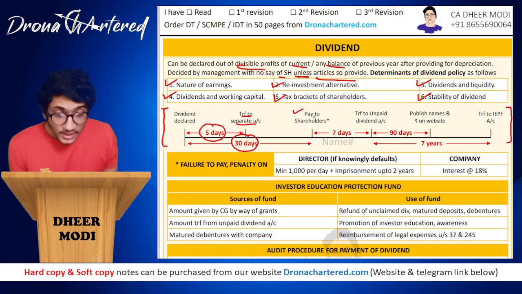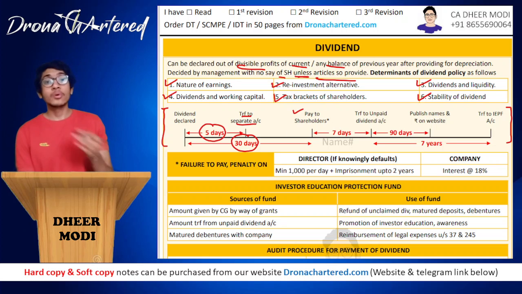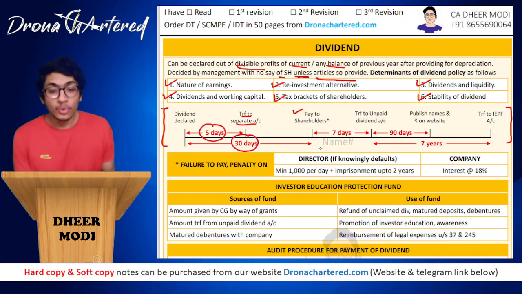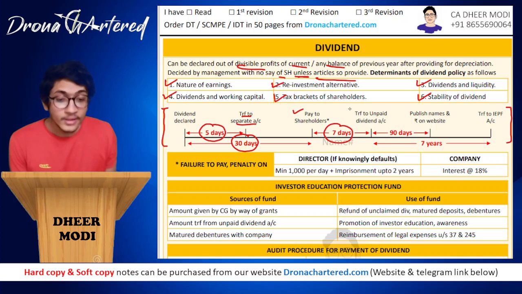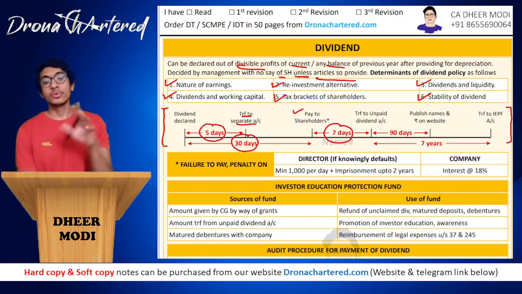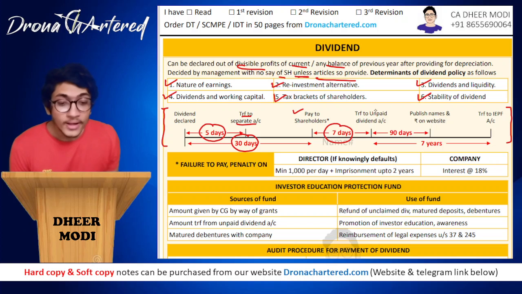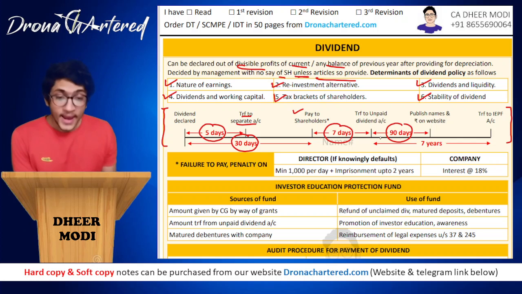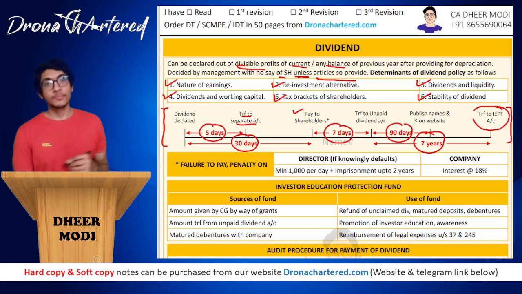If you are not able to pay the shareholders, if you are not able to locate them, then within 7 days it should be transferred to your unpaid dividend account. You cannot keep it with you saying, boss, I couldn't find the shareholder, this is my money. No, you have to transfer it within 7 days to the unpaid dividend account. Within 90 days from transfer to the unpaid dividend account, you have to publish names on the website. And from when you have transferred it to the unpaid dividend account, within 7 years, you have to transfer it to your Investor Education and Protection Fund account. Okay, so that is within 7 years.